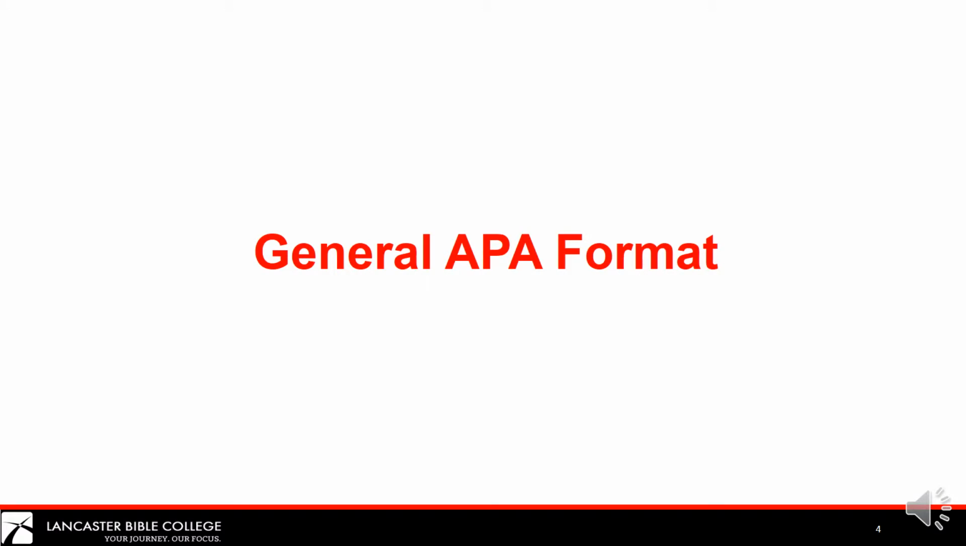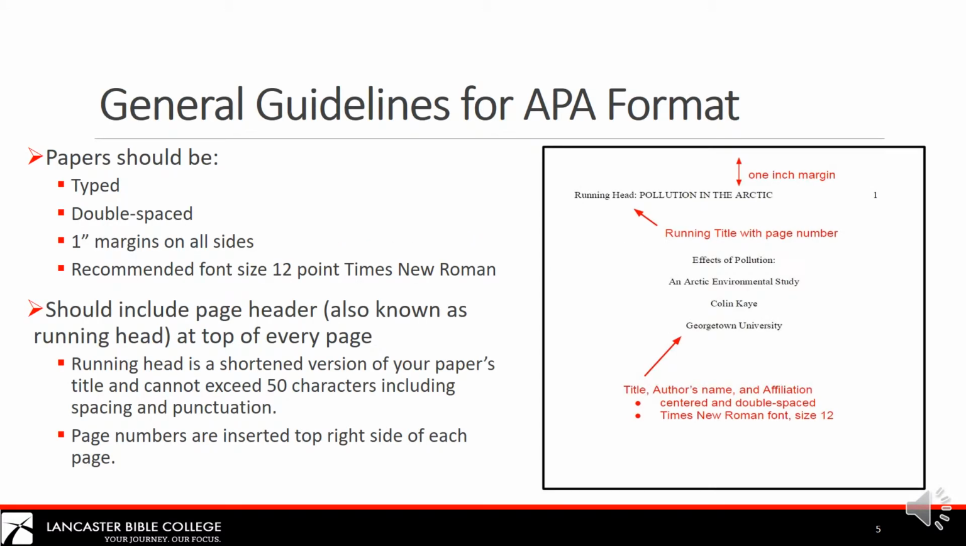General APA format. As you can see in the example provided to you on the slide, papers in APA style are typed, double-spaced, with 1-inch margins on all sides, and with the recommended font size 12 Times New Roman. You will usually have a header, which includes page numbers on the top right side of each page, and a running head that is a short version of the paper's title on the left side of each page.